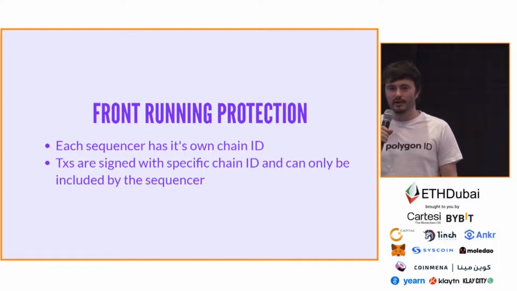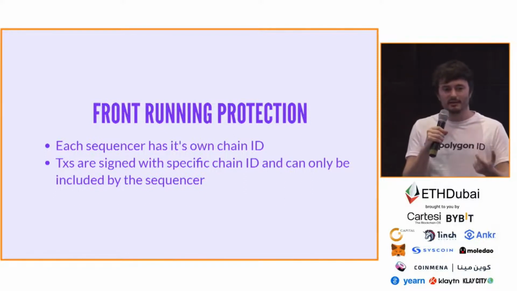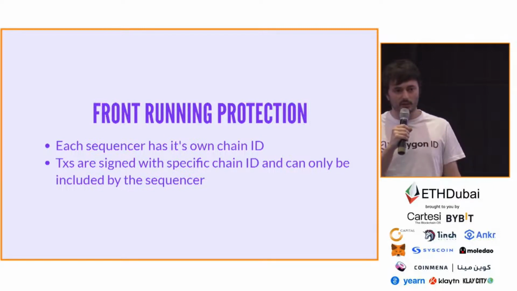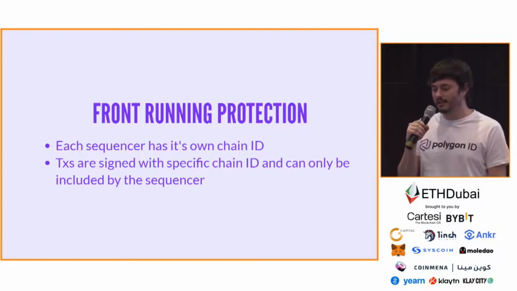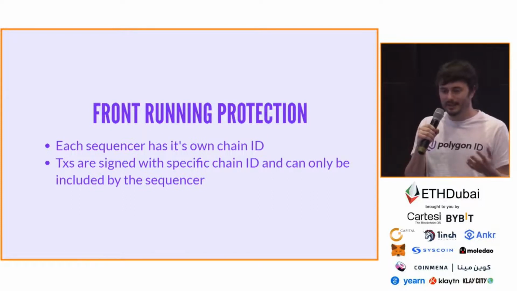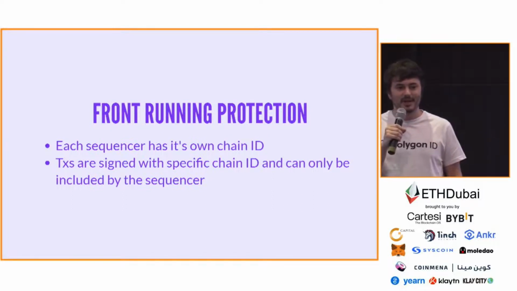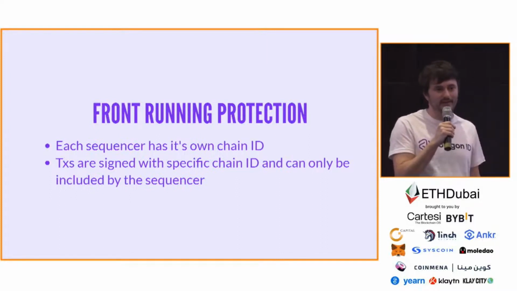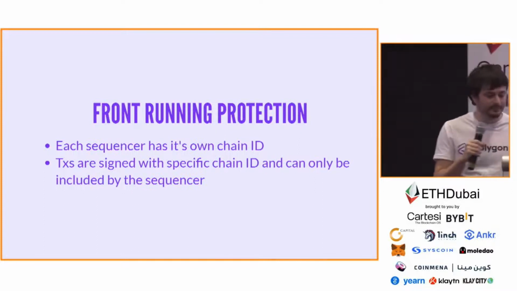So in order to solve that, what we have done is we assign a different chain ID for each sequencer in a way that transactions are only meant to be included by a specific operator, a specific sequencer. So if anyone were to front-run these transactions, they will just be invalid. In particular, the signature would not match, and so this will not have any effect at all on the state. And by the way, yes, it's a different chain ID, but it's still the same network. So you are not losing interoperability or anything like this. It's the same chain.